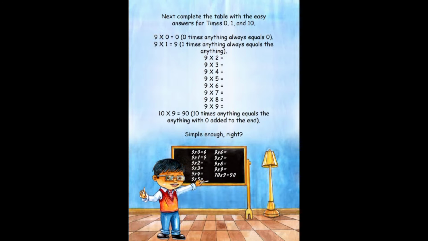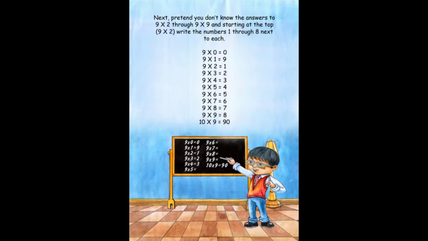9 times 0 equals 0. 0 times anything always equals 0. 9 times 1 equals 9. 1 times anything always equals the anything. 10 times 9 equals 90. 10 times anything equals the anything with a 0 added to the end. Simple enough, right?